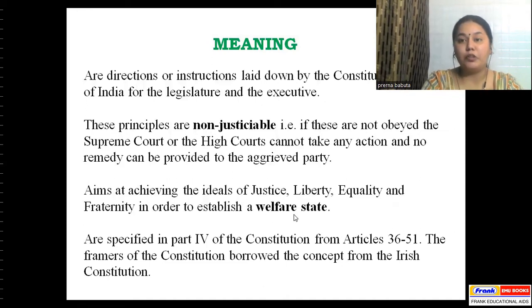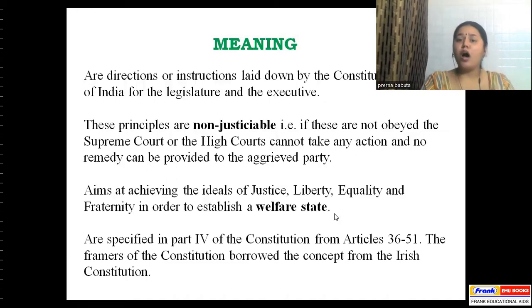fraternity in order to establish a welfare state. Now, you might be wondering, ma'am, if there is no enforcement by the law, how can justice, liberty, equality, and fraternity be achieved, or how can a welfare state be established? Because these instructions tell how you can establish justice, liberty, equality, and basically build a welfare state. So these, as we've read, the very first point, the instructions. Okay, so by providing instructions also, we can guide the government on how they are supposed to make laws.